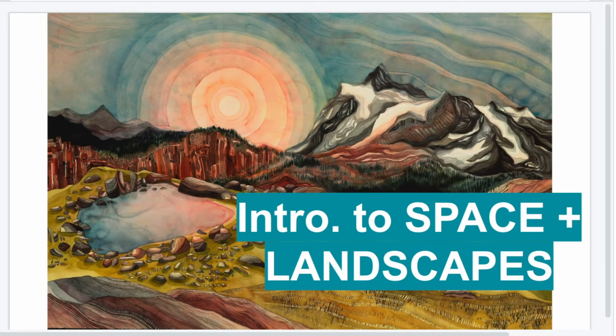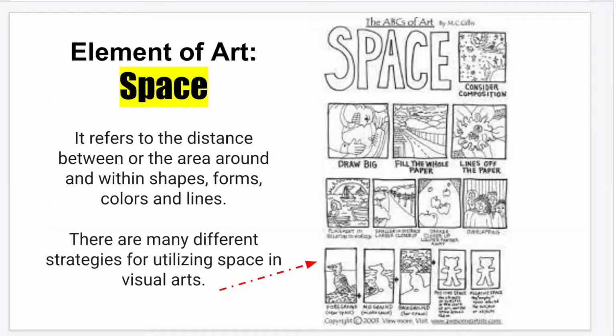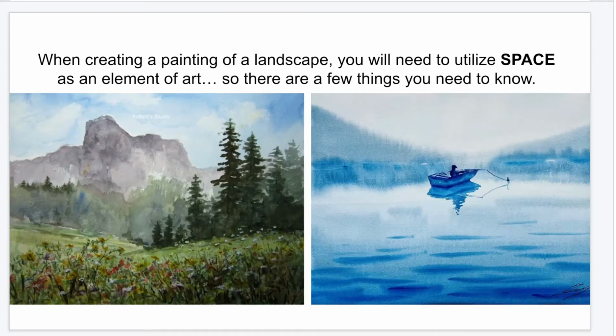This is the introduction to space and landscapes. Space is an element of art. It refers to the distance between or the area around and within shapes, forms, colors, and lines. And there are many different strategies for utilizing space in visual arts.